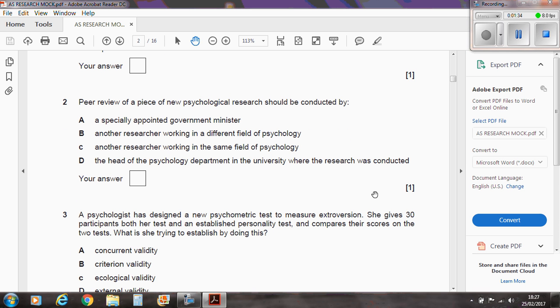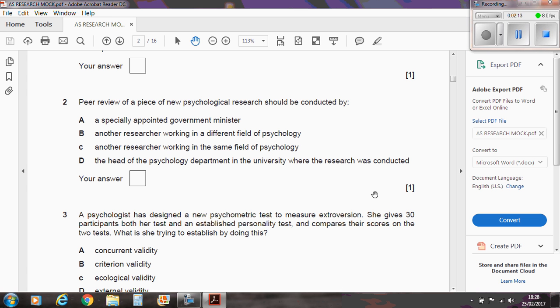Number two, peer review of a piece of new psychological research should be conducted by. It's always another researcher working in the same field of psychology. You need somebody who understands what your paper is about. If you got someone to do it who's in a different field of psychology, they won't be able to check whether you were lying or not, or if you've done something wrong, because they wouldn't understand what your paper was about. Quite complicated research is difficult to understand if it's not your field. It would be like a physicist trying to understand a paper on religion and philosophy. It'd be very difficult for them to do if it's not their field.